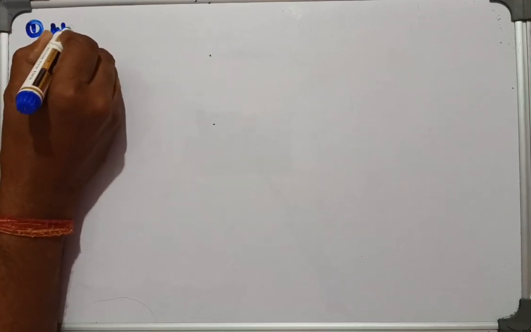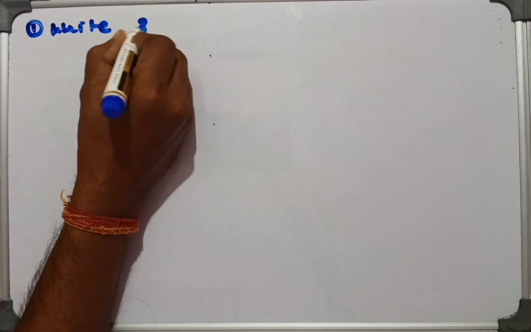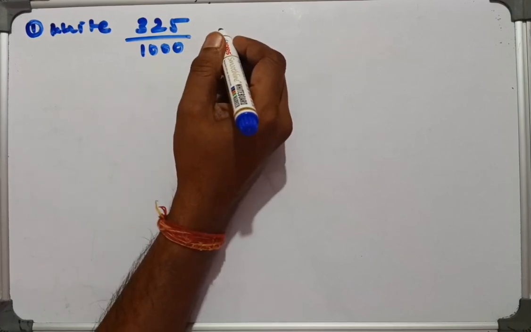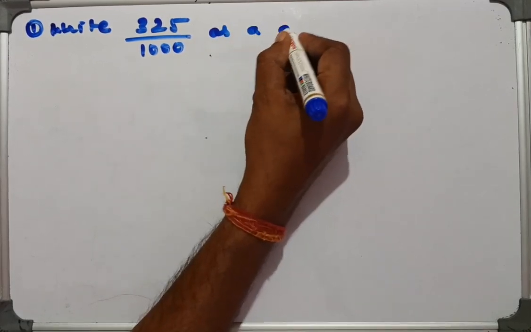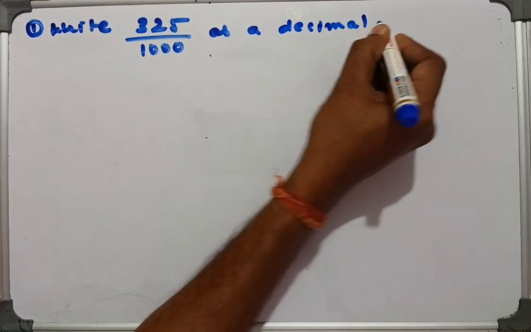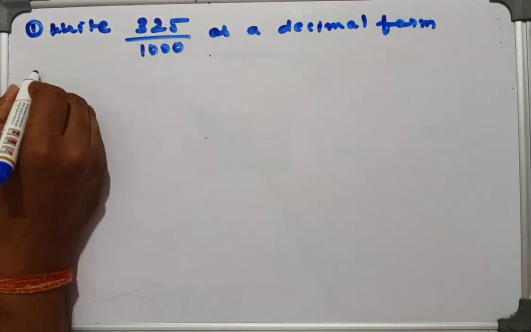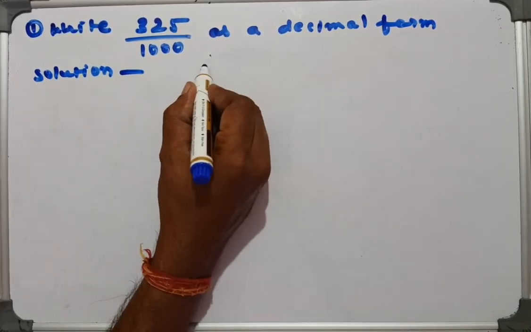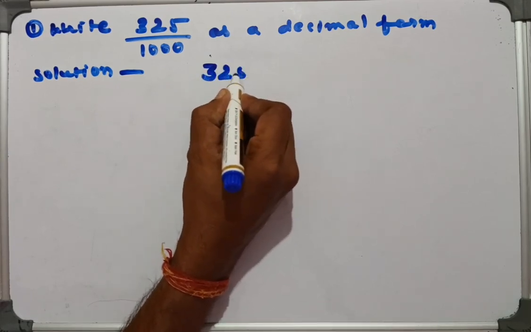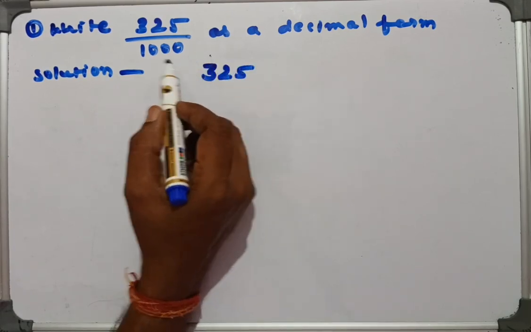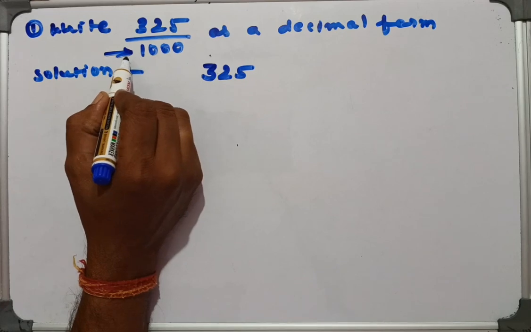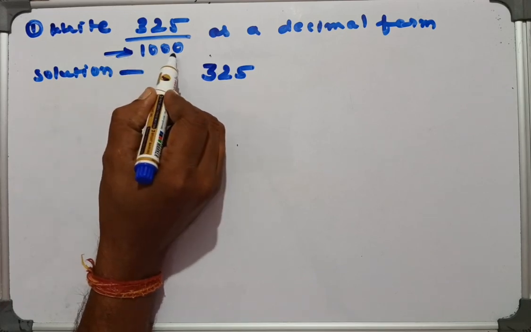Okay guys, first question: write 325 by 1000 in decimal form. Solution: first we write the numerator part, which is 325. See, the denominator is a power of 10.